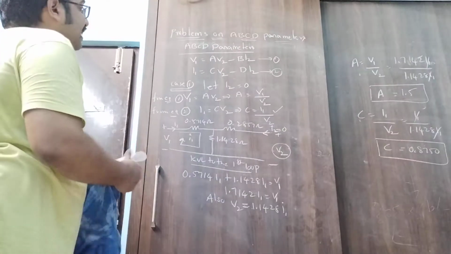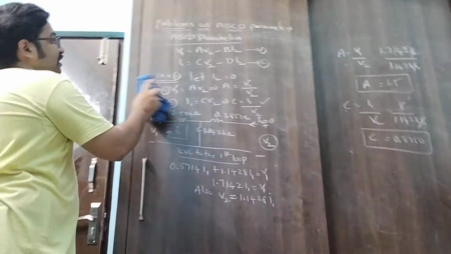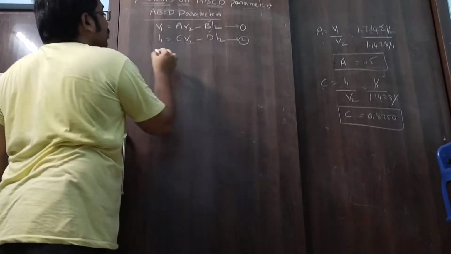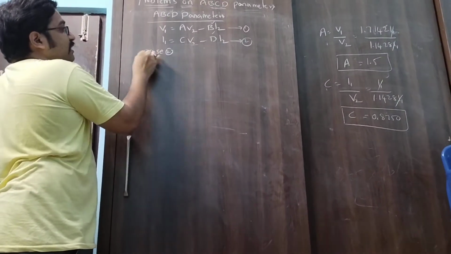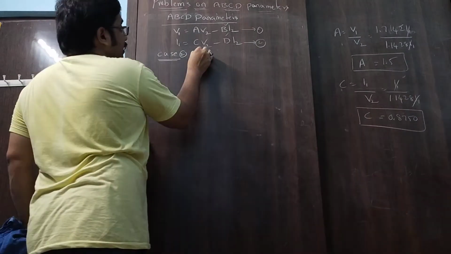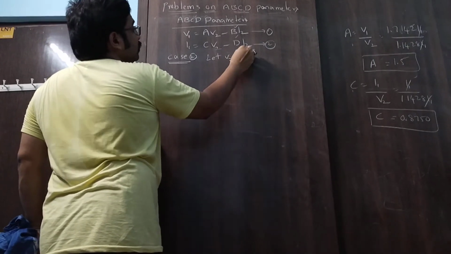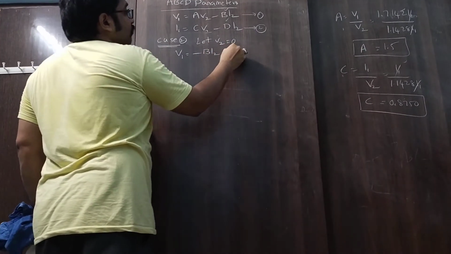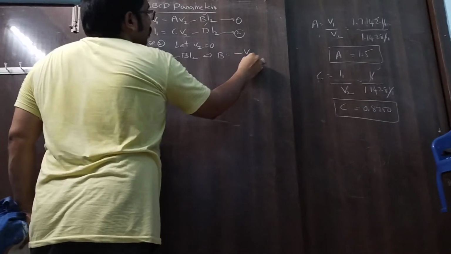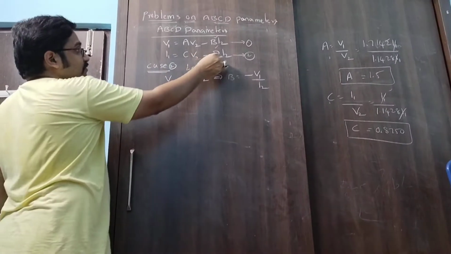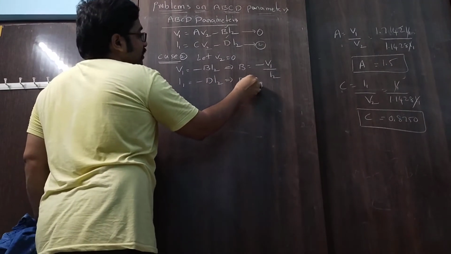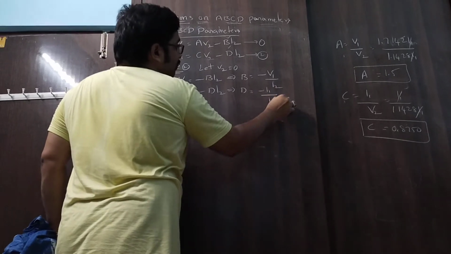Now the second case, case 2. In case 2, we need to calculate the B and D parameters. What we need to do is let V2 is equal to 0. You need to do the short circuit. So V1 is equal to minus B into I2. From here, B is equal to minus V1 divided by I2. At the same time, from equation 2, I1 is equal to minus D into I2. From here, D is equal to minus I1 divided by I2.